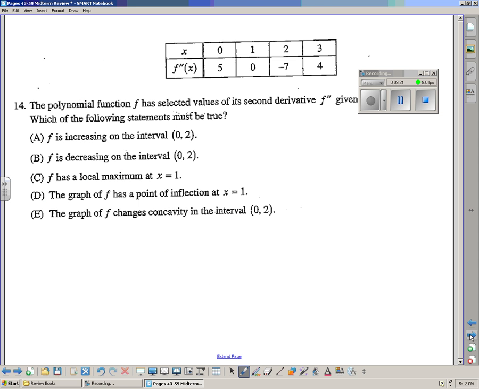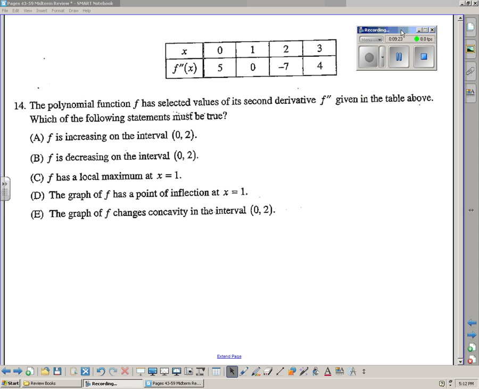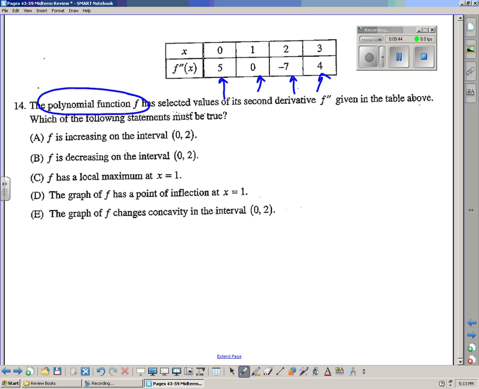Number 14, this is a tricky question if I remember correctly. The polynomial function f has selected values of its second derivative f double prime given in the table below. Which of the following statements must be true? All we know is that these are 4 values of the second derivative. We know nothing else about the second derivative. But we do know we have a polynomial function, okay? Which means all the derivatives are continuous.